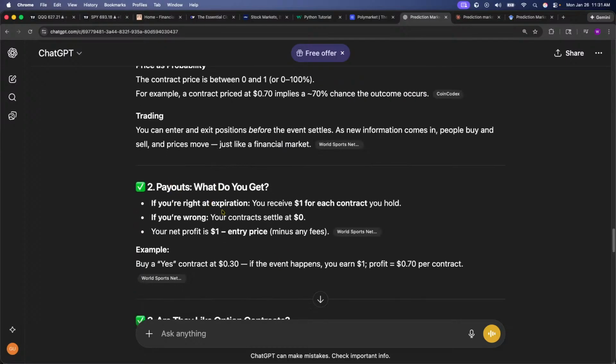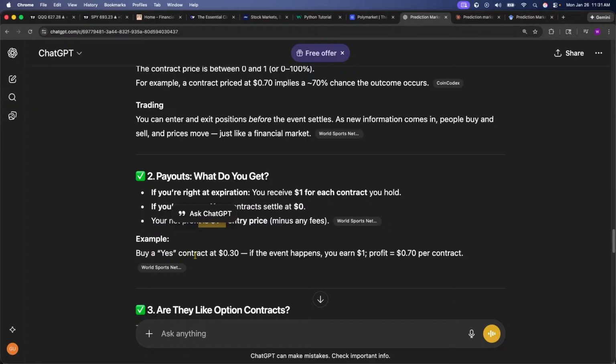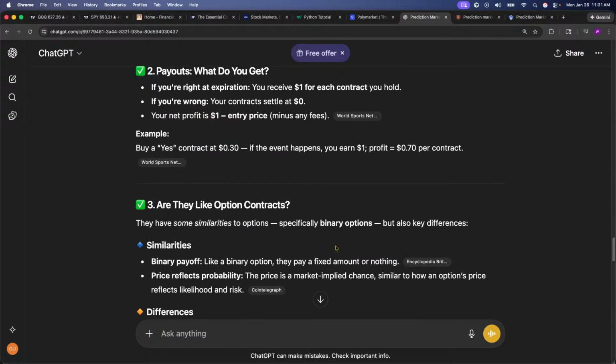Payouts. If you're right at the expiration, you receive $1 for each contract you hold. If you're wrong, your contract is worthless and it settles at 0. Your net profit is $1 minus the entry price minus the fees. Buy a yes contract at 30. If the event happens, you earn $1 profit.